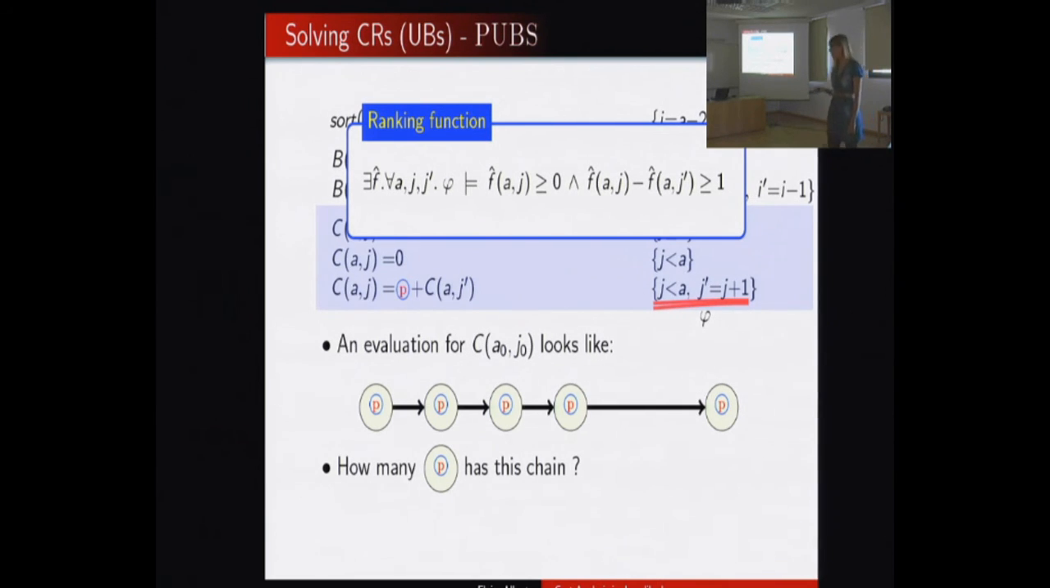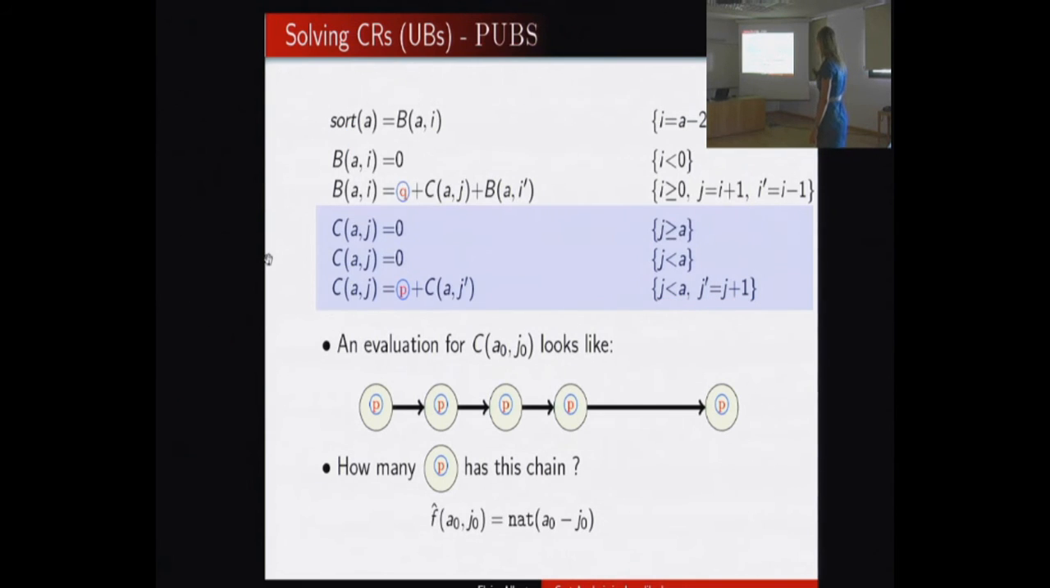So for example, what is a ranking function for this loop? A minus j is a ranking function. If you observe, when I am executing this relation, it's guaranteed that A is always greater than j, so this is always positive. And besides, at each iteration j is increasing, and thus this is strictly decreasing.